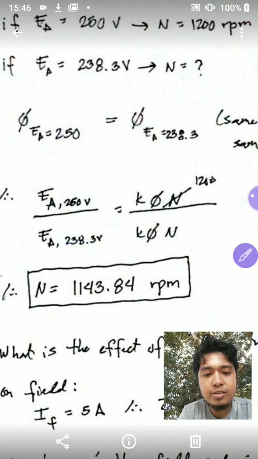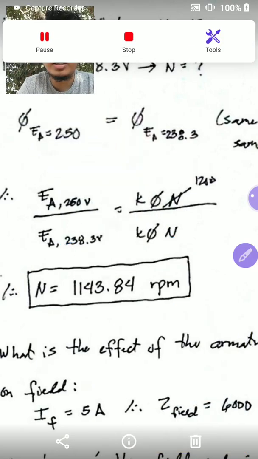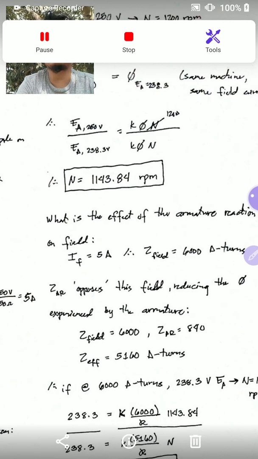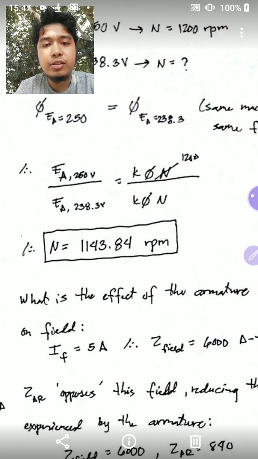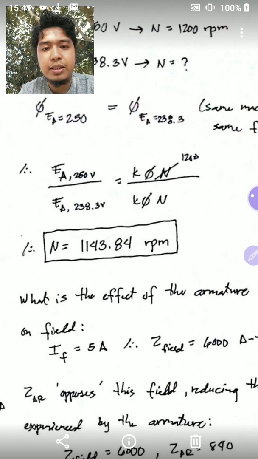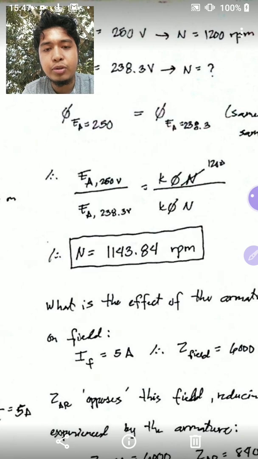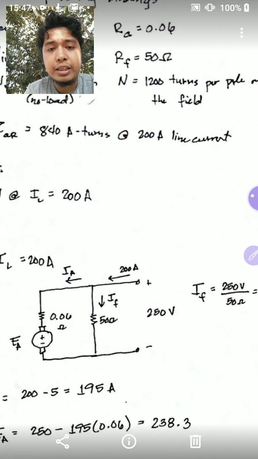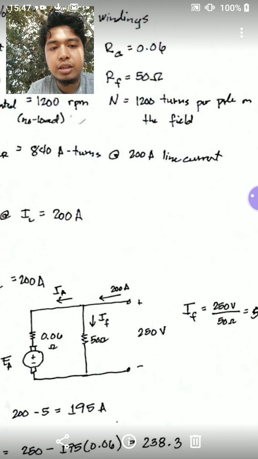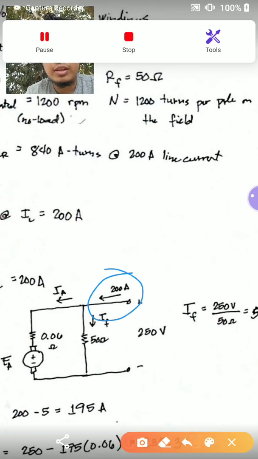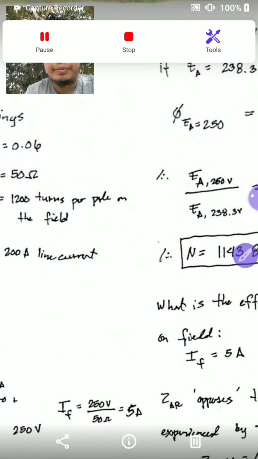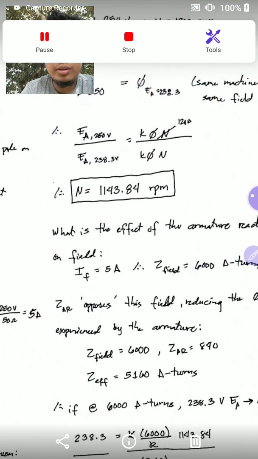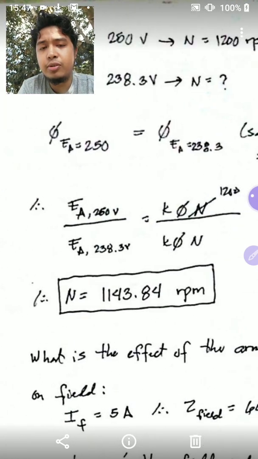1143.84. So as you can see, if you can still remember our formula for speed regulation, it's no load minus full load all over full load. Our no load speed, which is 1200, is greater than our loaded speed, which is 1143. How do we know that it's loaded? Well, you are getting line current of 200 here. 5 of that goes to the field. The remaining will go to the mechanical losses and the output power. Okay, so yeah, that's basically how you use that formula.